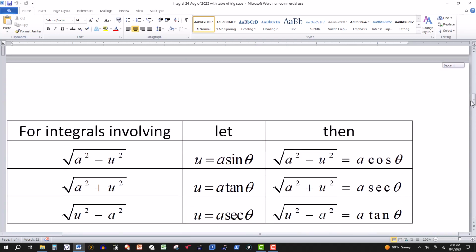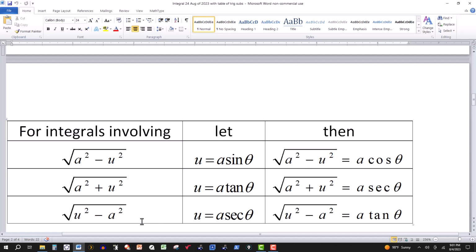Here are the tables we'll be using. For integrals involving this type of radical, the square root of a squared minus u squared, you would use this substitution, u equal to a sine theta. Same thing as saying sine theta is equal to u over a. And know that the sine of an angle, especially the acute angle, is the opposite side over the hypotenuse. And you wind up with this result. After you plug that expression into the radical, it simplifies to a cosine theta.